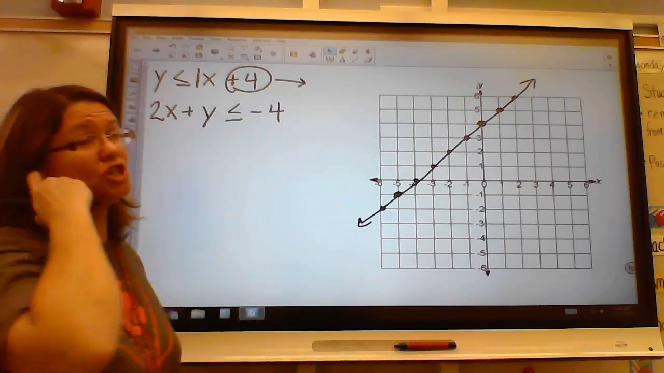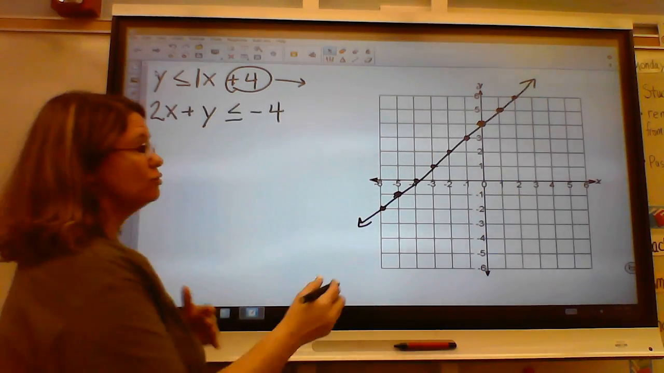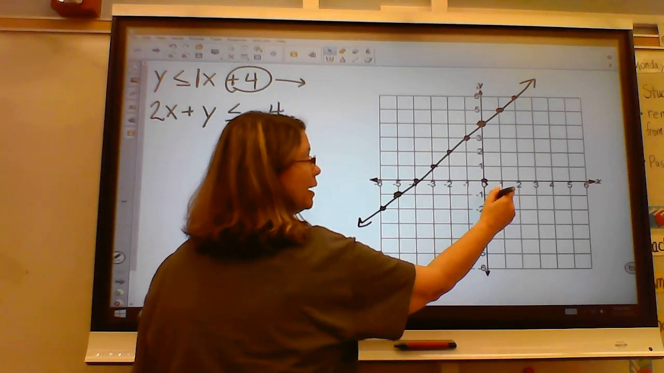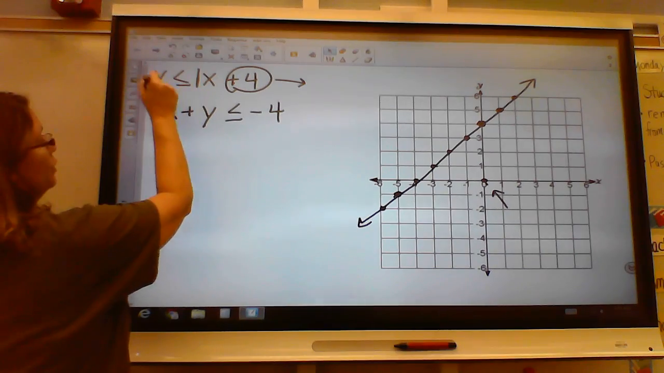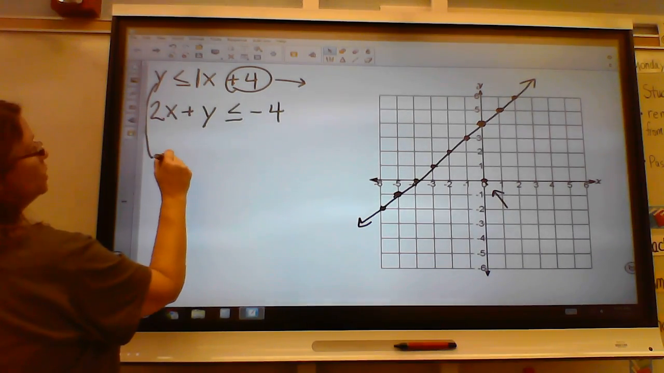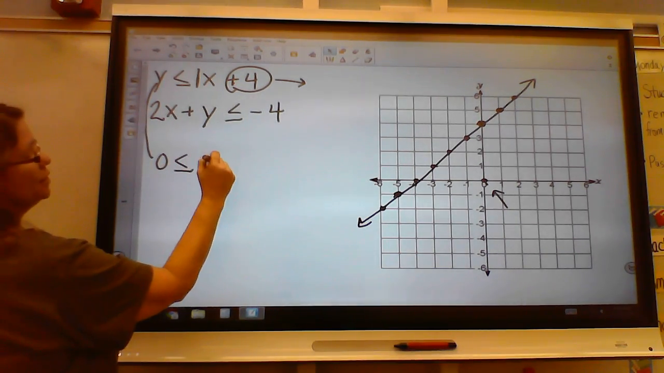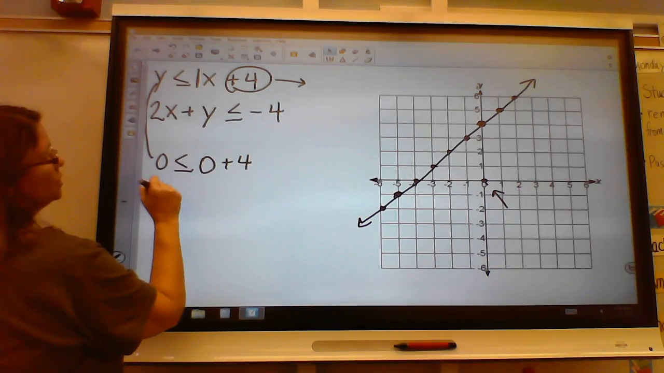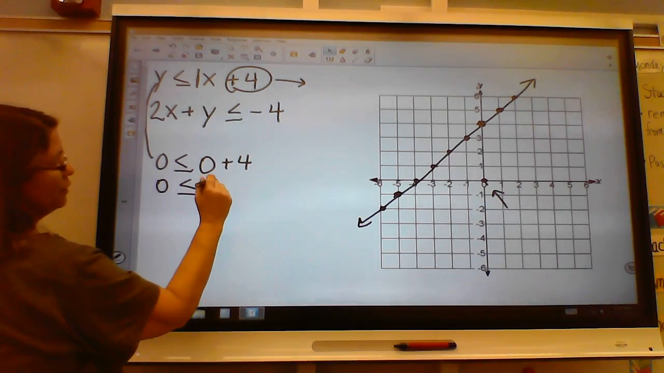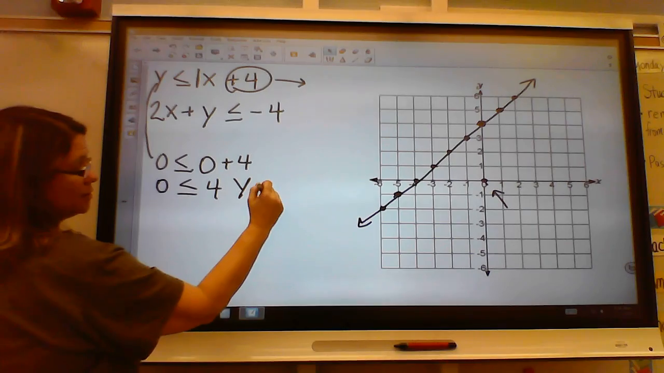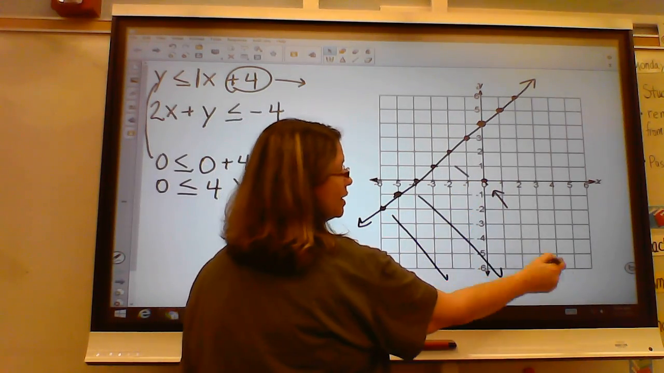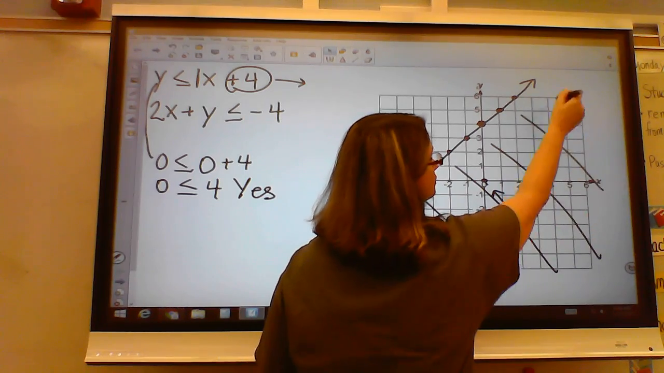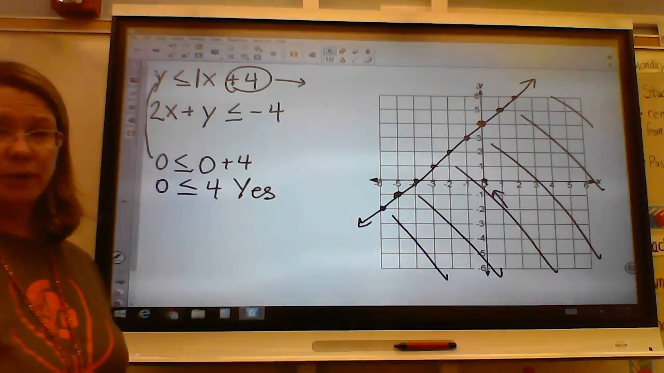But here comes the shading. So if I want to choose a point, I'm going to pick the point (0, 0), and I'm going to ask what side should be shaded. If I plug in a 0, I end up with 0 less than or equal to 0 plus 4. So the question is, is 0 smaller than 4? And that answer is yes. Since 0 was on this side, we should be shading this entire side of the problem. Now that's only the first equation.